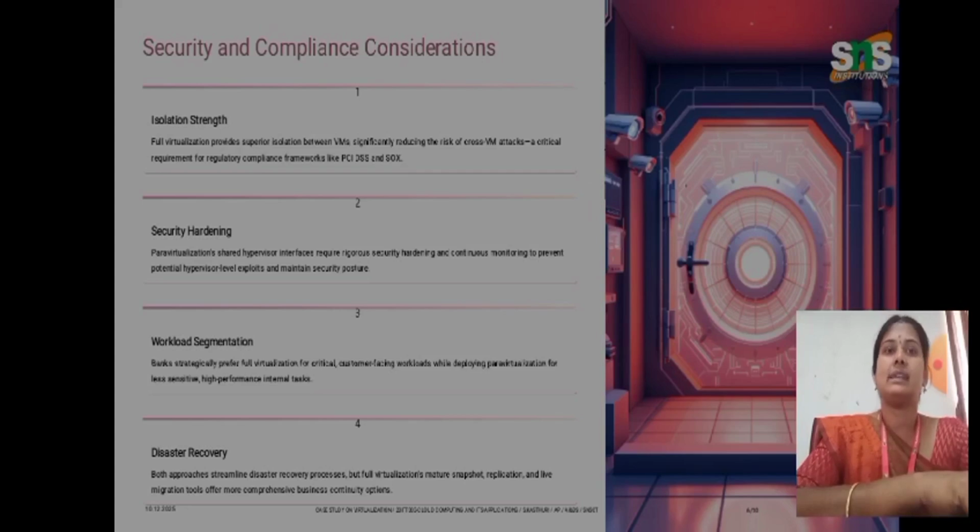Next is security and compliance. Banks follow strict regulations like PCI DSS, RBI guidelines, SOX, etc. Full virtualization provides better isolation, so it is ideal for storing sensitive data used for customer accounts, KYC and card transactions. Para-virtualization is faster but requires strong hypervisor hardening, and is used for internal workloads such as risk analysis or data analytics. Example: full virtualization for payment processing systems. Para-virtualization may be used for fraud detection engines running in real time.